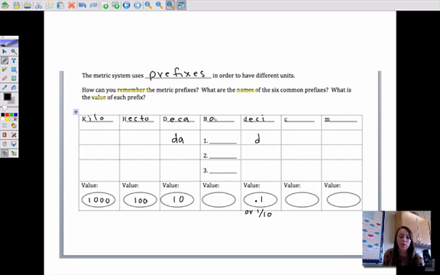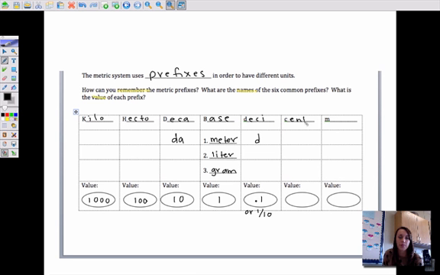B stands for our base unit. Not really a fancy name for that. Remember that our base units we need to focus on are meter, liter, and gram. And we say it has a value of 1.